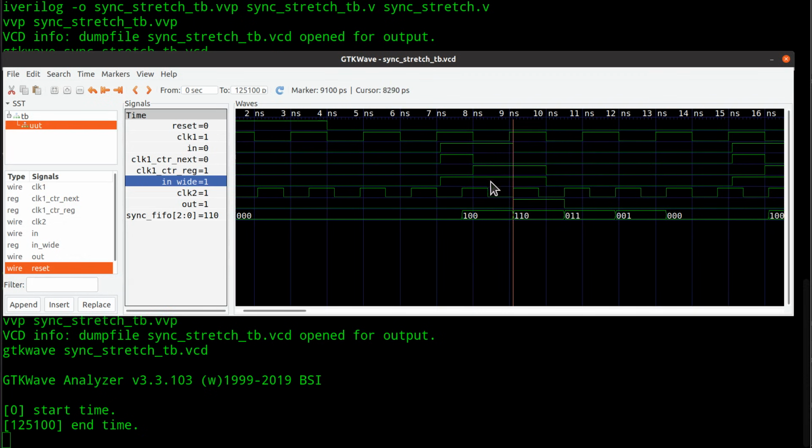Is this signal always going to be long enough such that 3 edges of the clock domain that it's driving into will always pass while this signal is true? And the answer is clearly yes, okay? Given the relative frequency difference we have here.